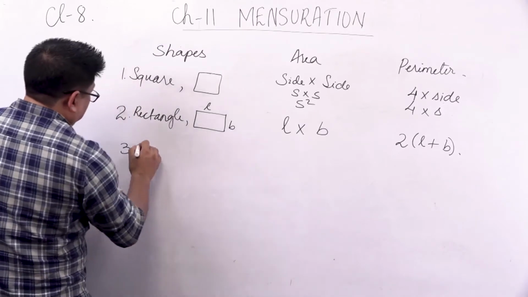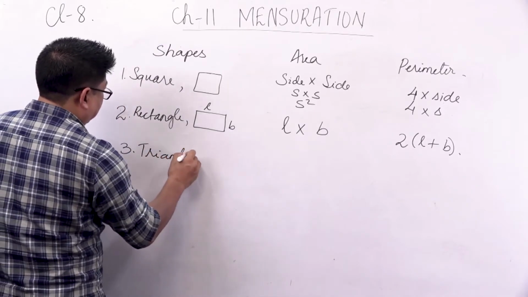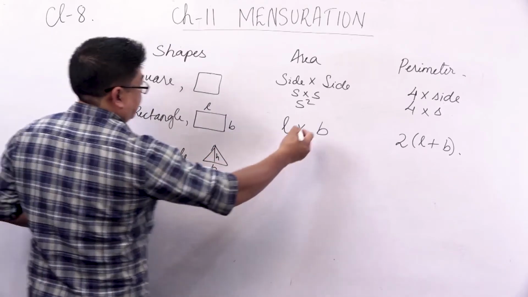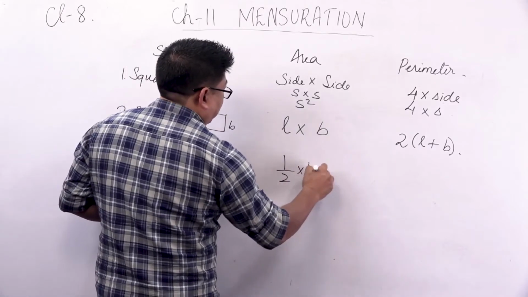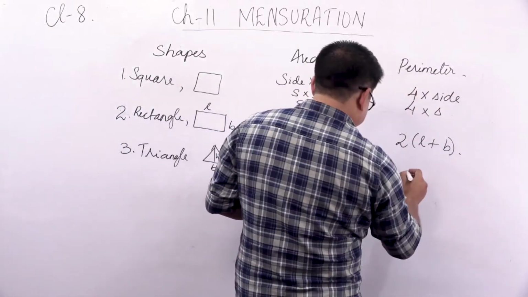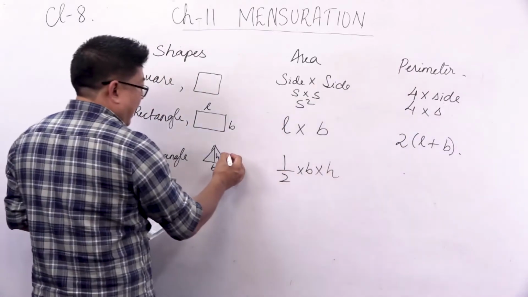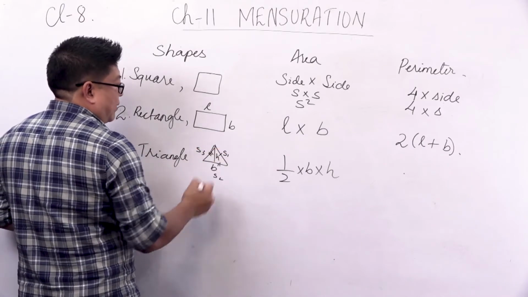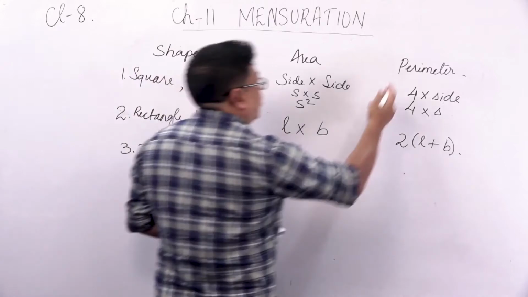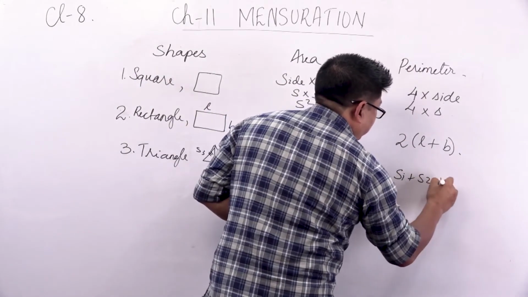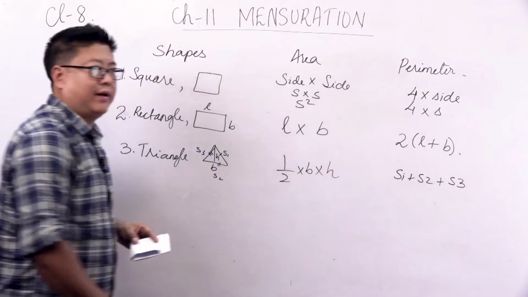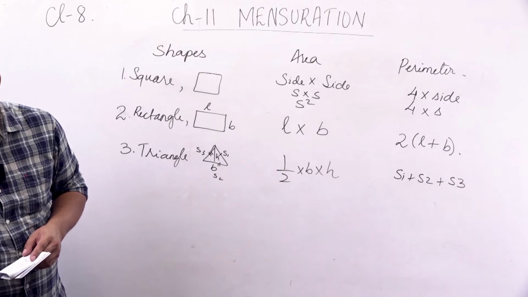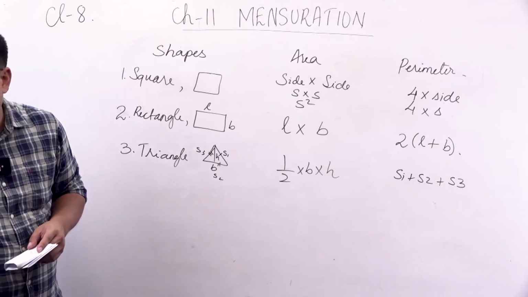Number 3, we have also learned about triangle. Triangle, okay? So this is your height, this is your base. So you will get half into base into height. And for perimeter, you simply have to add all the sides, S1, S2, S3. Let's mark them in this manner, okay? 1, 2, 3. So for perimeter, S1 plus S2 plus S3. All right? So this is about perimeter of triangle. All right?